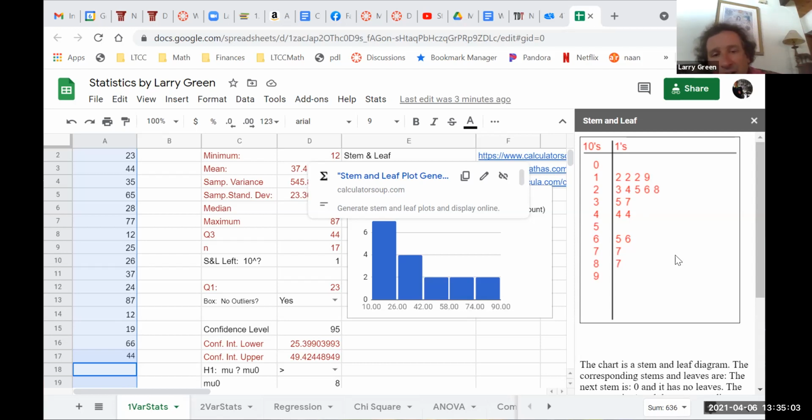So this is another chart that helps you visualize data. And there's lots of charts. You've all seen pie charts, so I'm not spending time with that one. But I wanted to give you the 3 main ones for this class. And that is the histogram, the box plot, and the stem and leaf.